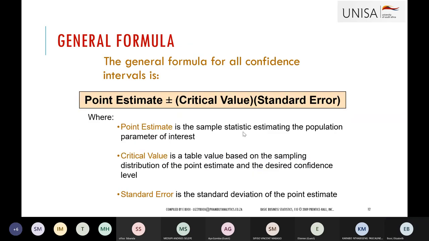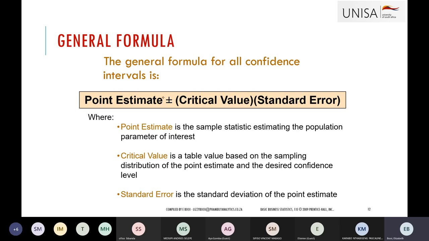So now, how do we calculate the confidence interval? To calculate the confidence interval, we use this formula. It is your point estimate, which can be the mean or the proportion. In this instance, we're using the mean. So point estimate, the mean, plus or minus. Remember, your confidence interval has the lower boundary and the upper boundary. So this plus or minus creates the lower boundary and upper boundary.